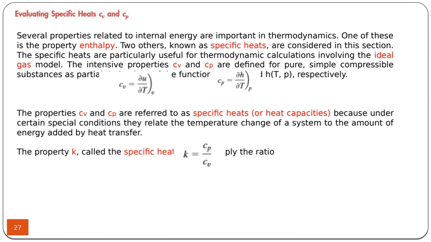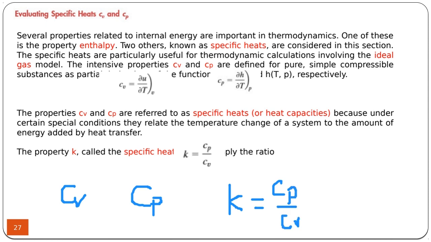So we have two types of specific heat. One of them is Cv, the constant volume specific heat, and the other is Cp, constant pressure specific heat. And we have another definition, specific heat ratio, which is Cp over Cv. In the calculations, we will be using both Cv and Cp as specific heats, as well as the ratio of them.